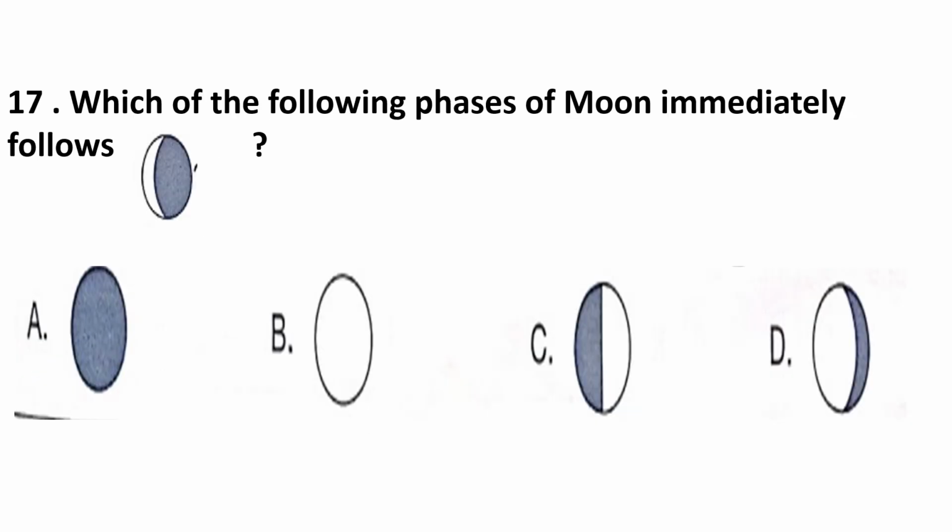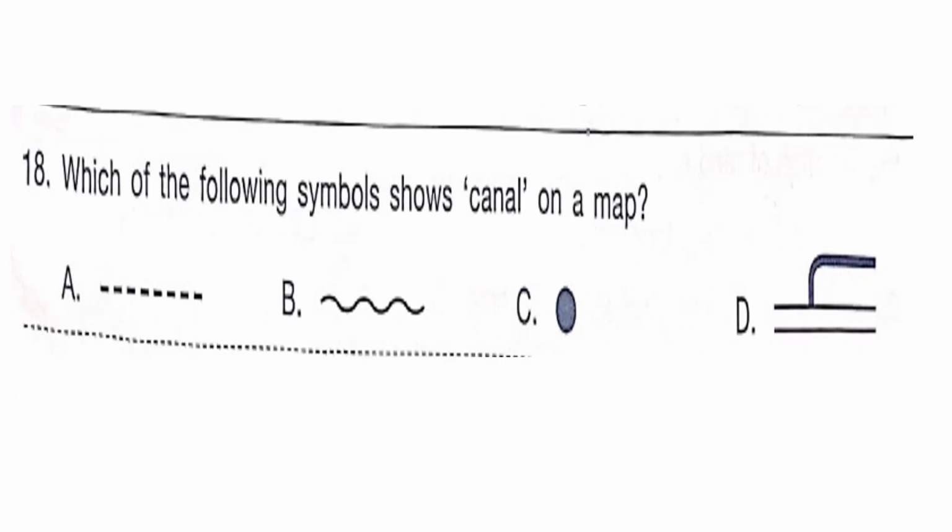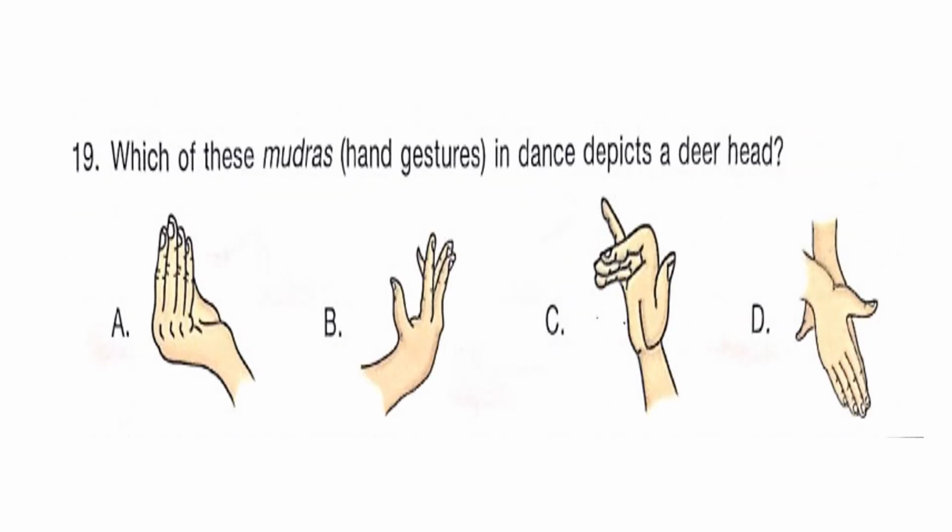Question number 17. Which of the following phases of moon immediately follows this picture moon? And answer is option A. Question number 18. Which of the following symbols shows canal on a map? And answer is option D. Question number 19. Which of these mudras, that is hand gestures, in dance depicts a deer head? Answer is option C.